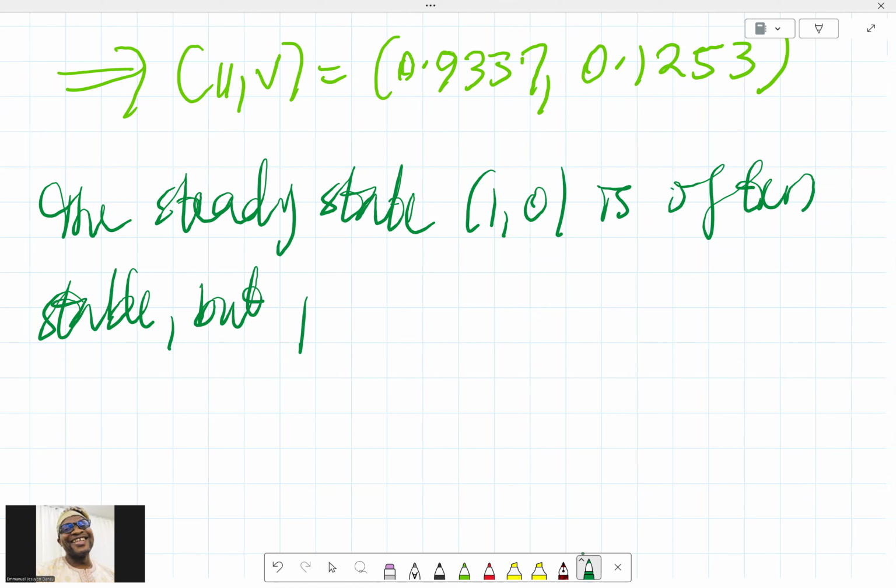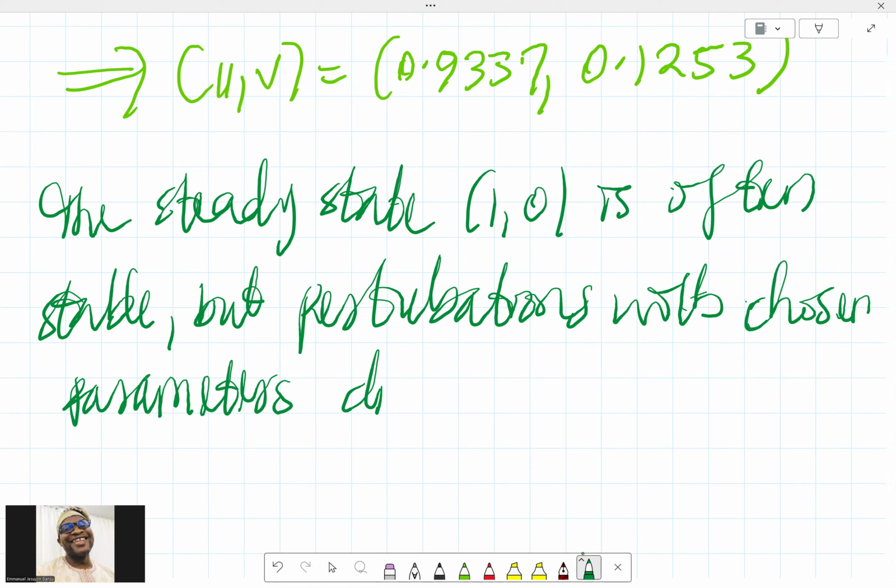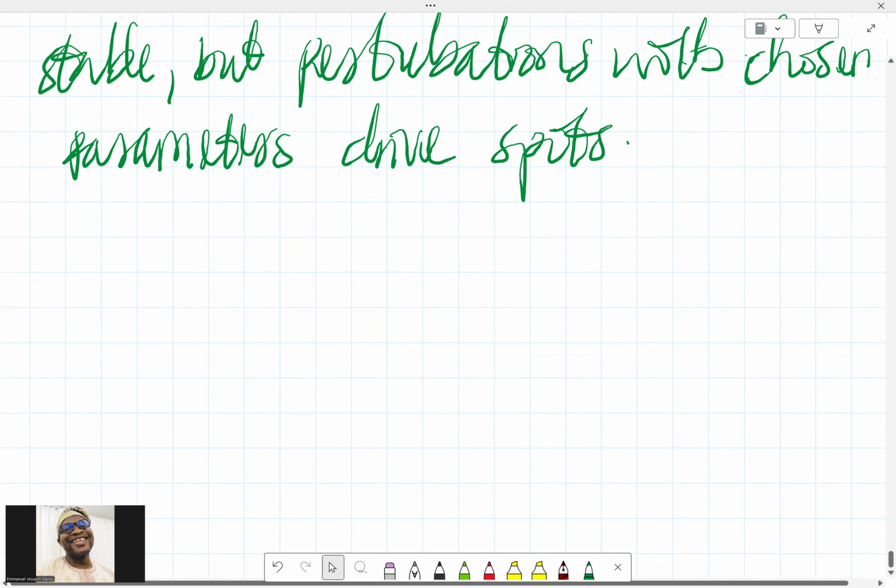but perturbations with chosen parameters drive spots. They actually drive spots. So we are going to see an example of this.